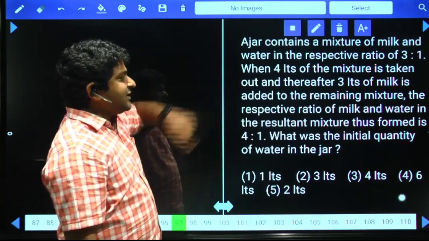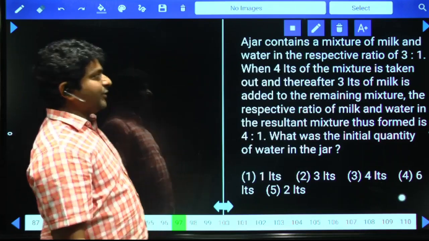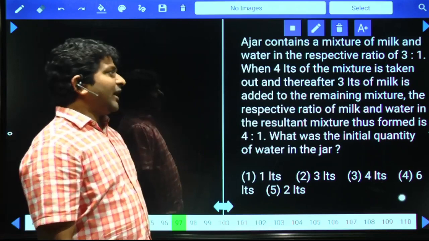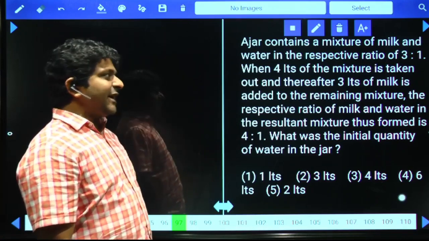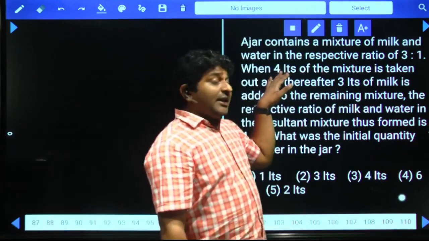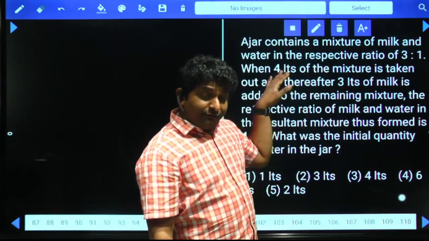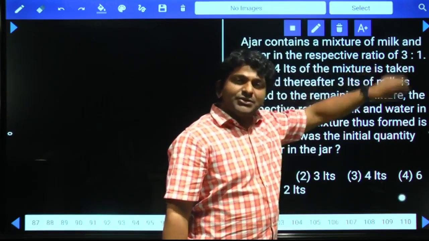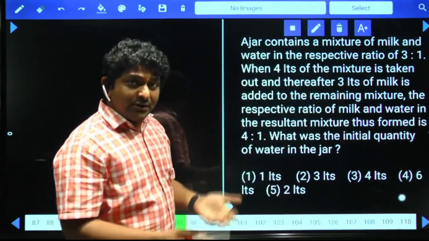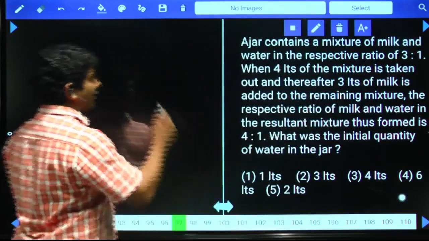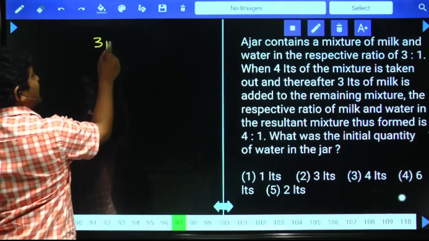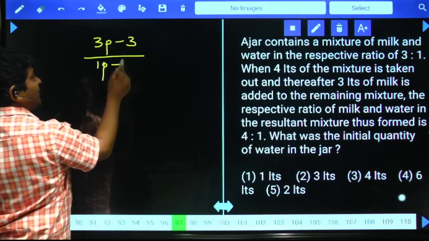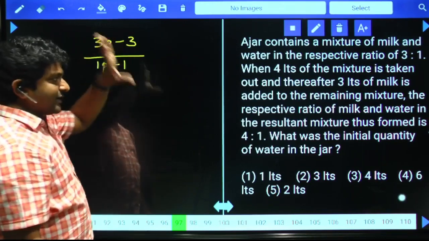A jar contains a mixture of milk and water in the respective ratio 3:4. When 4 liters of this mixture is taken out and thereafter 3 liters of milk is added. When you take 4 liters from the mixture, this 4 liters also should have milk and water in the ratio 3:1. So 3 liters of milk goes out, 1 liter of water goes out. Initial milk is 3 parts, 3 liters taken out. Initial water is 1 part, 1 liter is taken out. Total 4 liters is taken out.